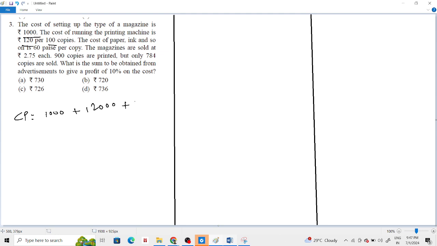So that means 0.6 per copy, so divided by 100 copies means into 9. And then 0.6 into 9, okay, 900.